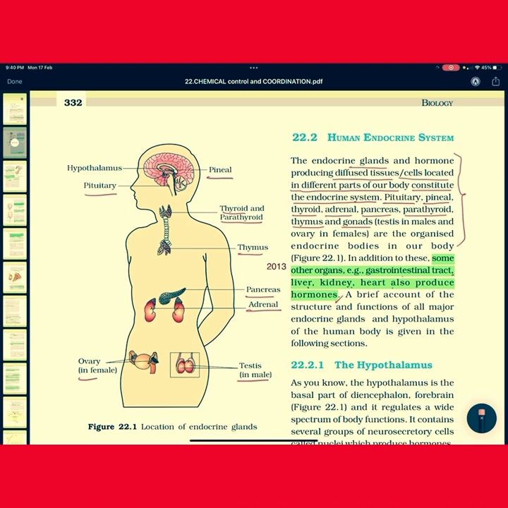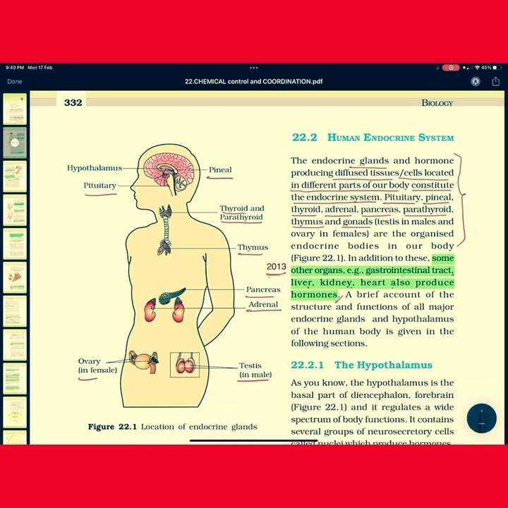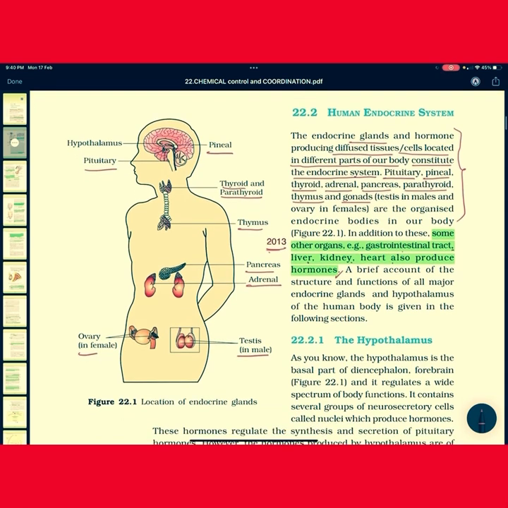From the following, how many of the unorganized endocrine glands are there? Pick out. This is the question that will be given to you. This was already asked in 2013. You can see that they asked this question in 2013. Alright, so that is about this. A brief account of the structure and functions of all major endocrine glands and the hypothalamus of the human body is given in the following sections. And diagram-based questions, you can see in this diagram-based question.